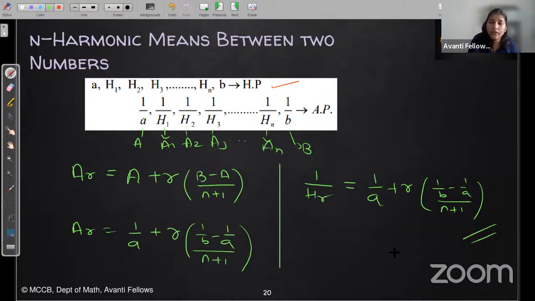So this is a formula to find the Rth harmonic mean between A and B. So if A and B are given to you and you have to find the values of harmonic mean, you can make use of this formula. So is it clear to you all? Any doubt in this? Cool, very good. If there is no doubt in this, well and good. Then we'll go to the next one.